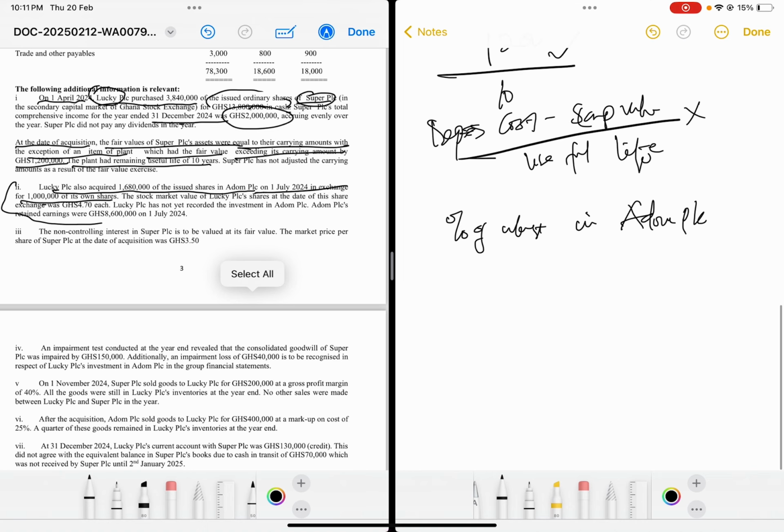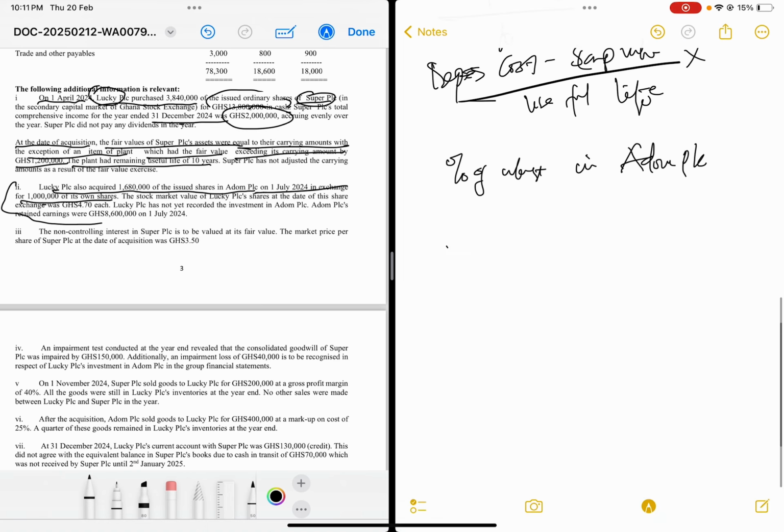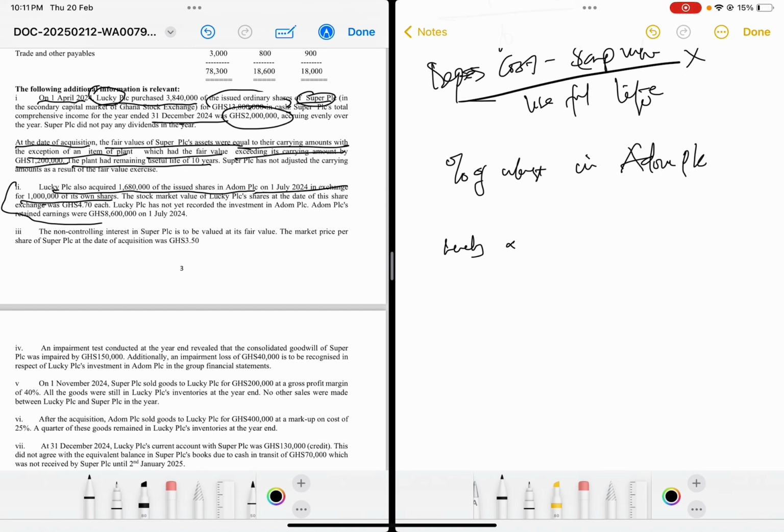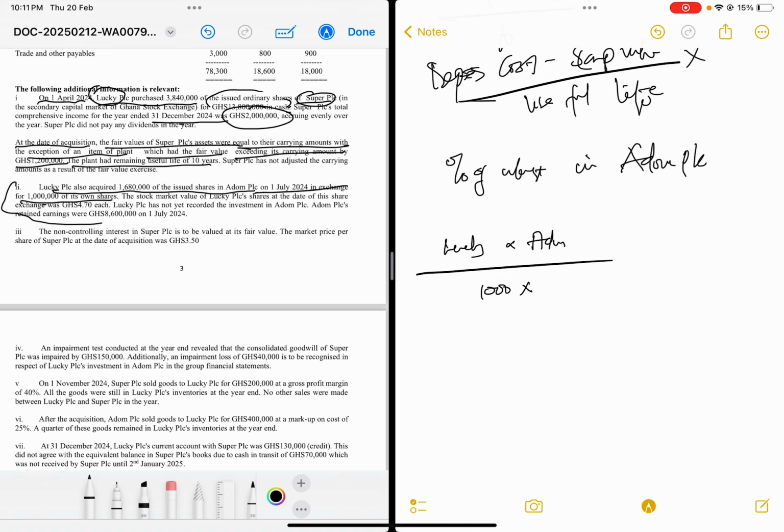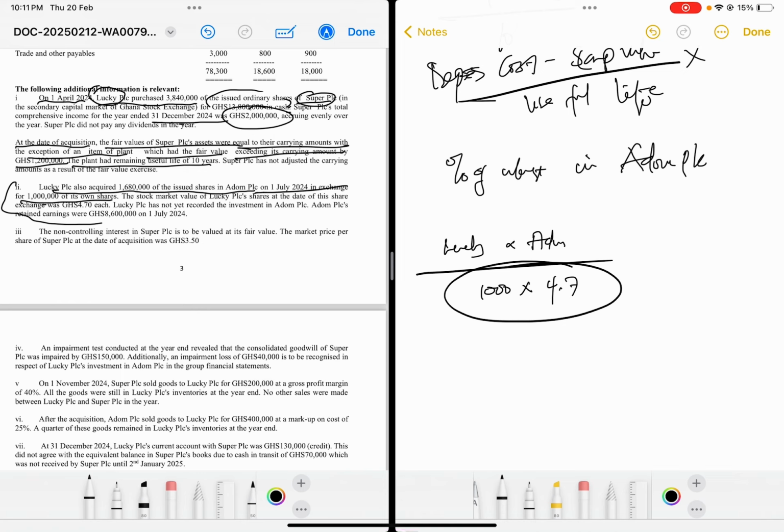So this share exchange occurred between Lucky PLC and Adon PLC, where the value of the share exchange is 1,000, which is the number of shares times the price per share, which is 4.7. So it means that this is basically the cost of the investment in Adon PLC. This is how much Lucky PLC paid for Adon PLC. So it's basically the cost of investment. Now, Lucky PLC has not recorded the investment, so it means that you need to calculate the investment.